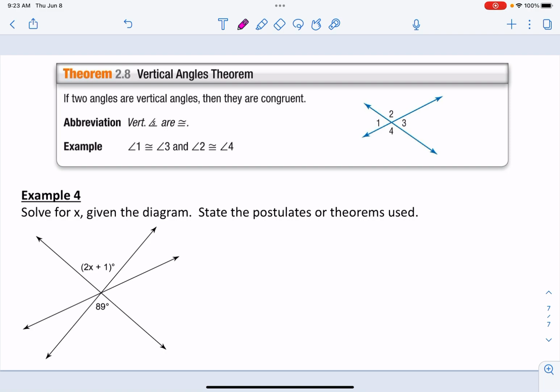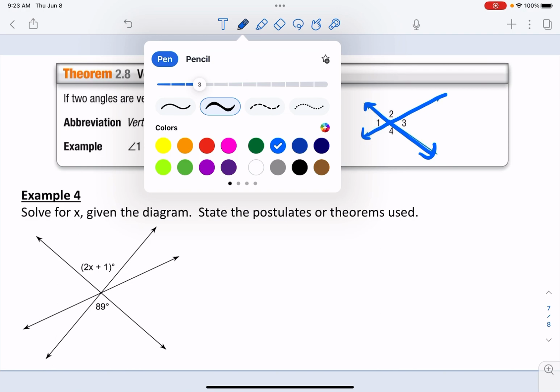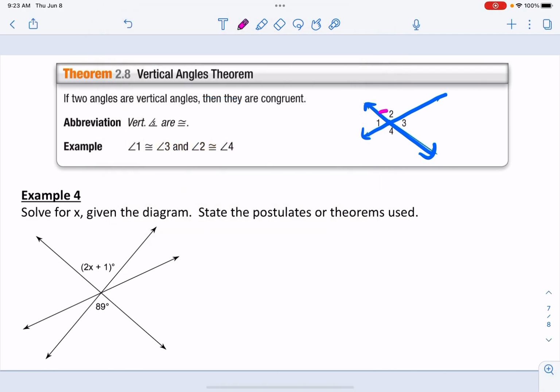Okay, so the last thing we're going to do is called the vertical angles theorem. Vertical angles, okay. X marks the spot. So you have 2 lines that intersect. They form an X. Vertical angles are those that are across from each other. So angle 2 and angle 4 are congruent. Angle 1 and angle 3 are congruent. Okay, so X marks the spot.